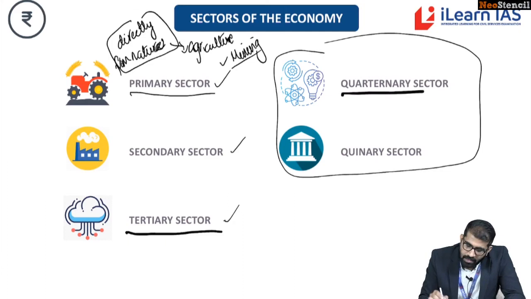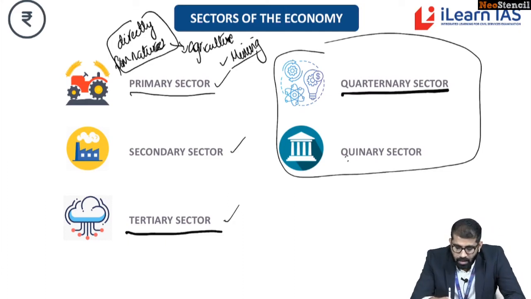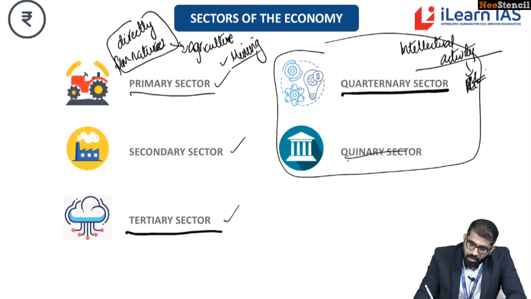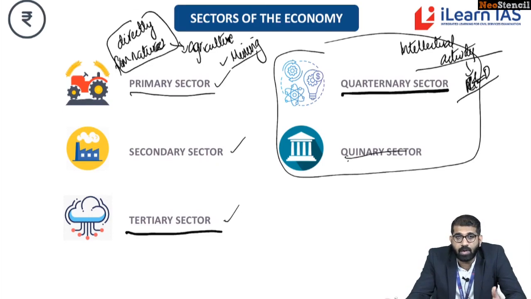Now, the latest addition, that is the quaternary sector and the quinary sector. What is the difference between the quaternary sector and the quinary sector? Quaternary sector means those sectors which involve a high level of intellectual activity, for example, research and development, R&D. You might have heard about research and development, right? Various companies carry out research and development. When it comes to COVID-19, various pharmaceutical companies are trying to develop a vaccine for it. Now they are carrying out research and development for it.